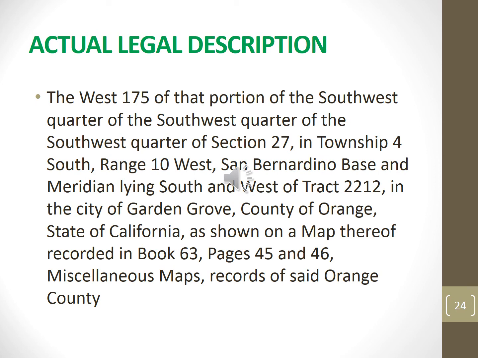A couple of things you could notice, remembering the San Bernardino Meridian: in Township 4 South, so it's what, 24 miles south of the base line, and 10 times 6, 60 miles west of the San Bernardino Meridian, and it's next to a tract, and we know it's in Garden Grove, which is a city in the county of Orange. And so I'll tell you what, let's go to the next slide and I'll show you where it is.